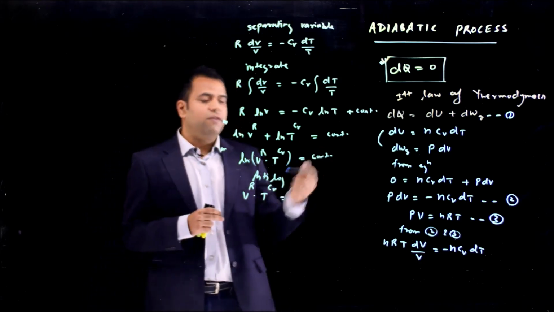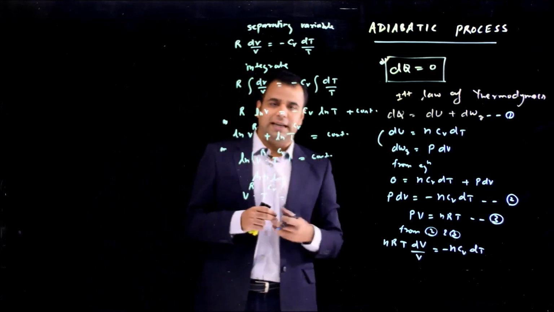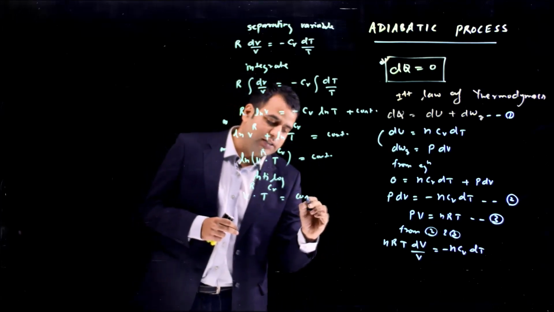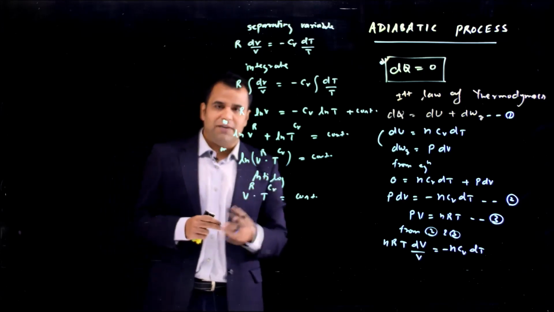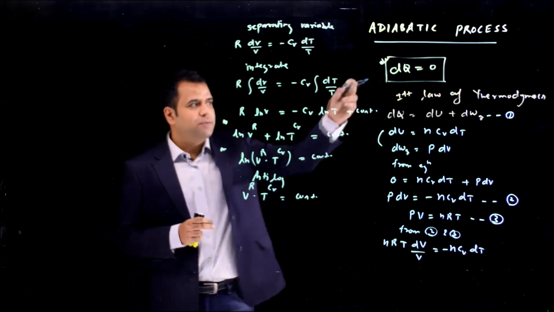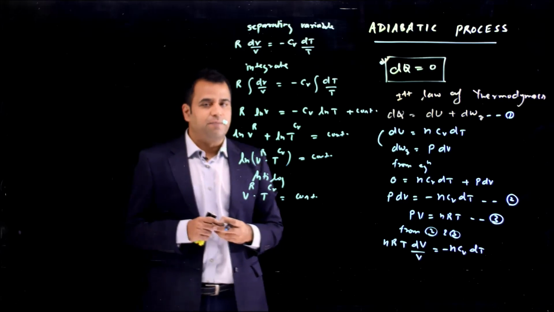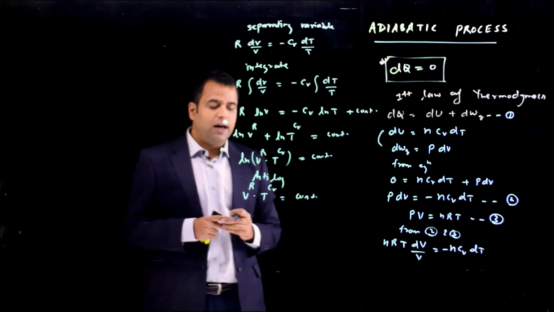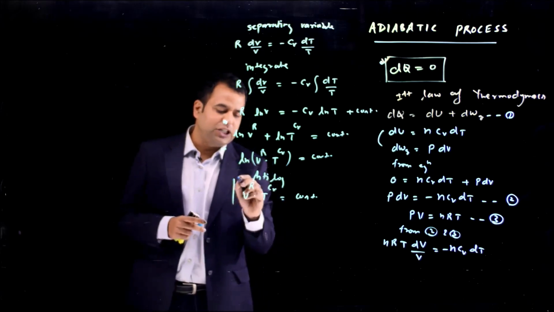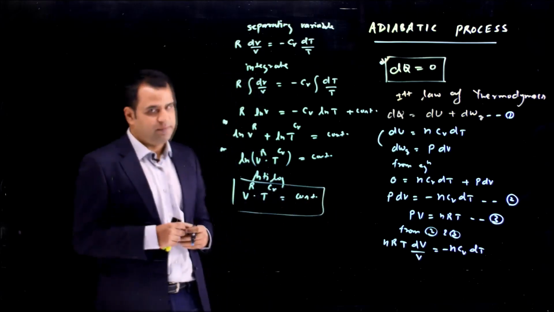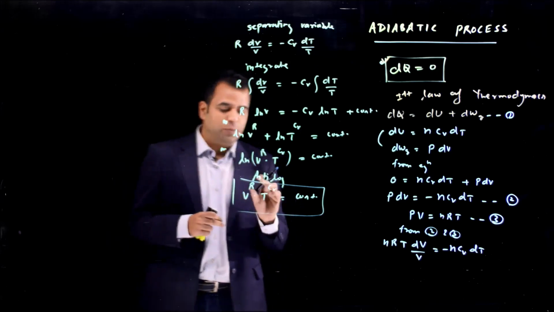Then here we'll have e to the power constant, and e to the power constant will be one more constant, something different. It will be a constant. So now we have an equation which we derived in terms of V and T. V to the power R and T to the power Cv is a constant, but we do want the equation in terms of P and V.